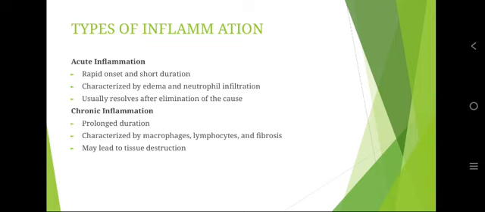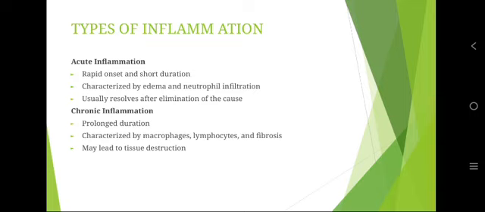Then the second classification is chronic inflammation. Features of chronic inflammation are long duration of action, and tissue destruction may occur. Macrophages are involved in chronic inflammation. Causes of chronic inflammation are infections, autoimmune disease, and long-term exposure to irritants. Examples of chronic inflammation are tuberculosis and chronic asthma.